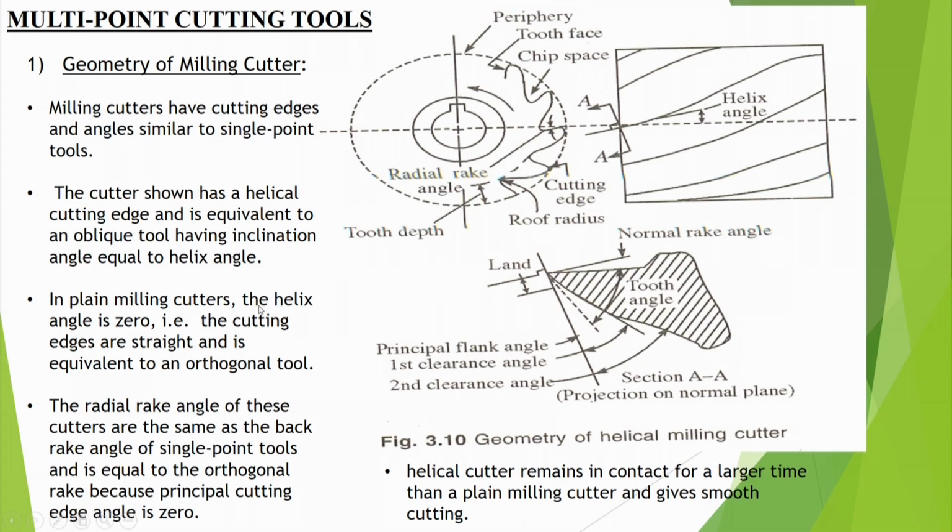In the plane milling cutter, the helix angle is 0, that means the cutting edges are straight, which is equivalent to an orthogonal tool. The radial rake angle of these cutters is the same as the back rake angle of a single point tool, and equal to the orthogonal rake because the principal cutting edge angle is 0. Helical cutters remain in contact for a larger time than a plane milling cutter and give smooth cutting. That is why we provide a helix, so that all of a sudden the tool doesn't lift the workpiece. Some point of that particular edge is always in contact.